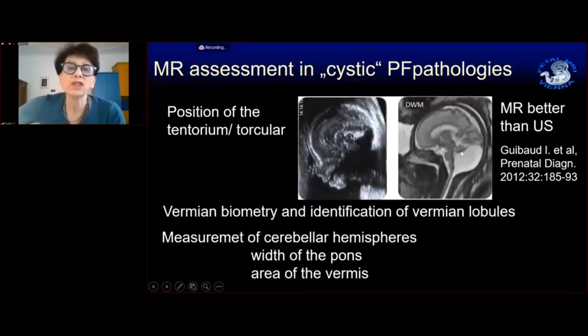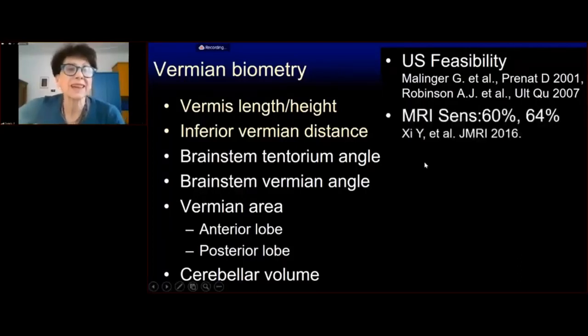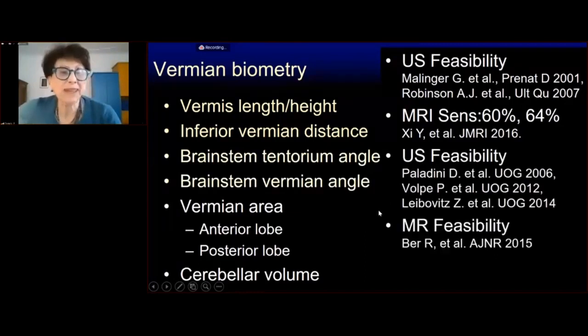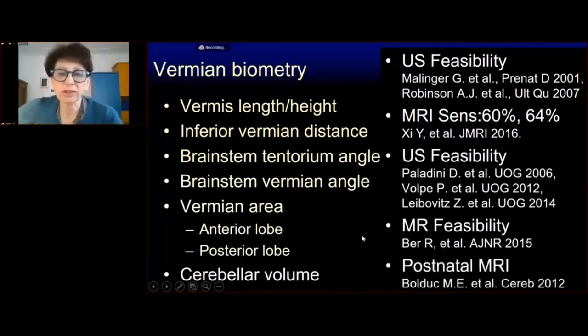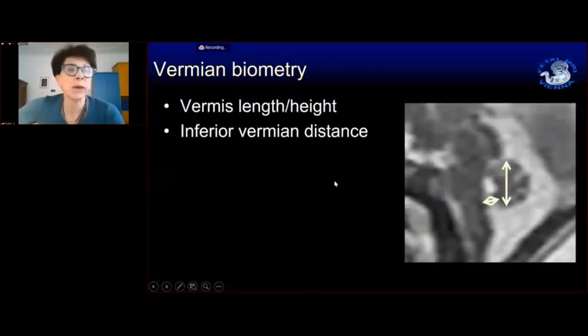What about vermian biometry? Of course, it is also feasible by ultrasound. What can we measure? We have already heard that the vermis length, height, the inferior vermian distance, the brainstem tentorium angle, the brainstem vermian angle, the anterior lobe, the posterior lobe, and the cerebellar volume. And sometimes MRI was thought to be superior and sometimes not so much. And here you have an example how we measure, and you will see the measurements are just the same as they are performed by ultrasound.